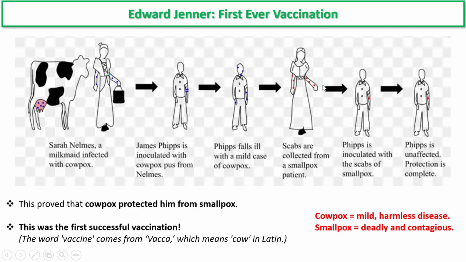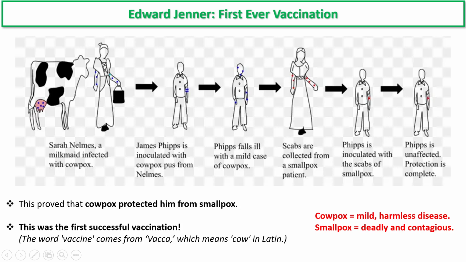And he took another person who was infected with smallpox. He took the scab or the pus from there. Then he inoculated this into this boy, who had already been inoculated with the cowpox pus. Then he noticed that Phipps, inoculated with the smallpox scab, after some days was unaffected. He was not getting the smallpox disease, which is otherwise very contagious and deadly.